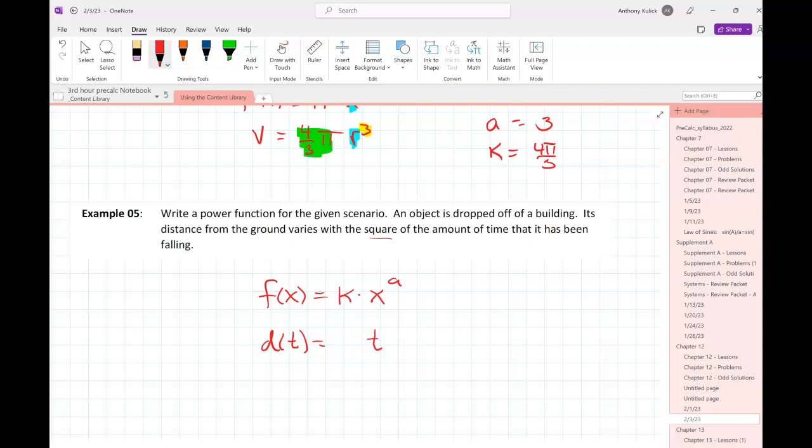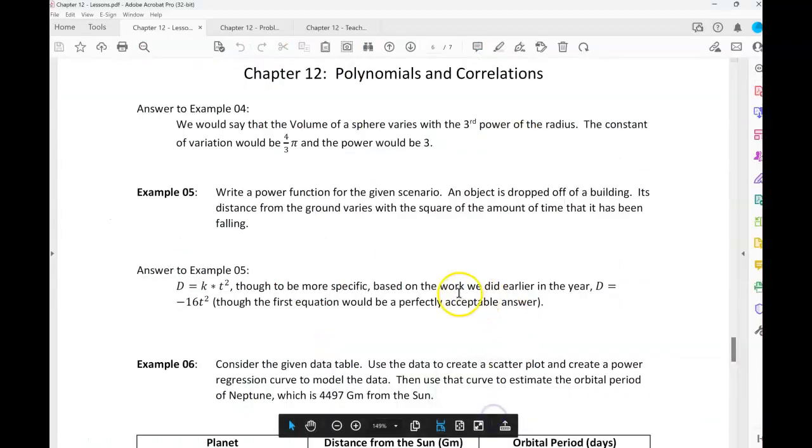So square is not the k, it's just that t is the amount of time, right? That's the independent variable. Have we been given a value directly for k? No, not really, right? So I'm just going to stick a k out front, or maybe you write a 1. I would just leave it as a k though.